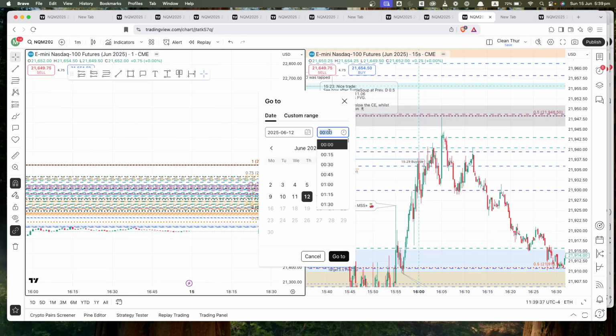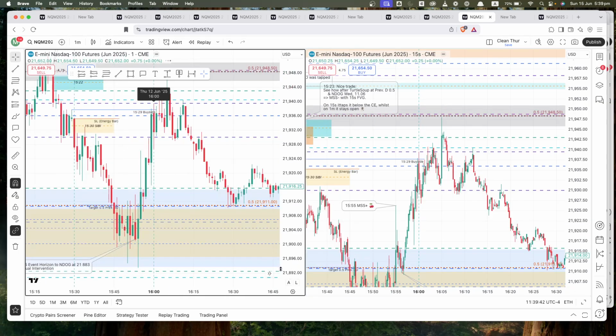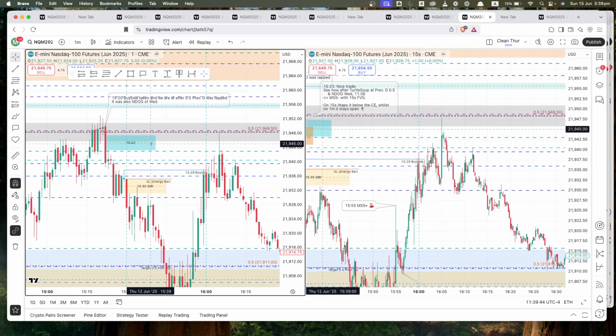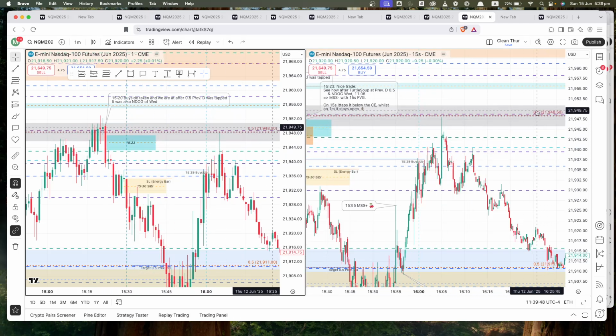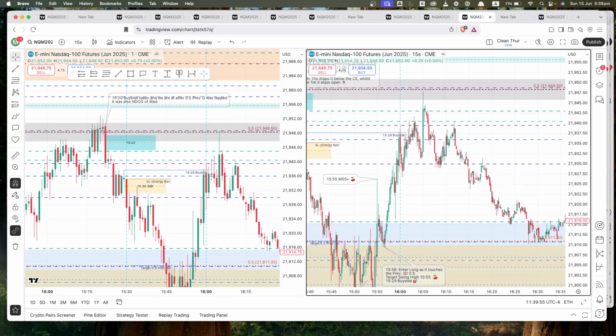If we show that, so we have this fair value gap, and see how price comes above it and stays just above the 0.5 of the previous day and hits the new day opening gap. So that's the setup. Let's see for Friday.